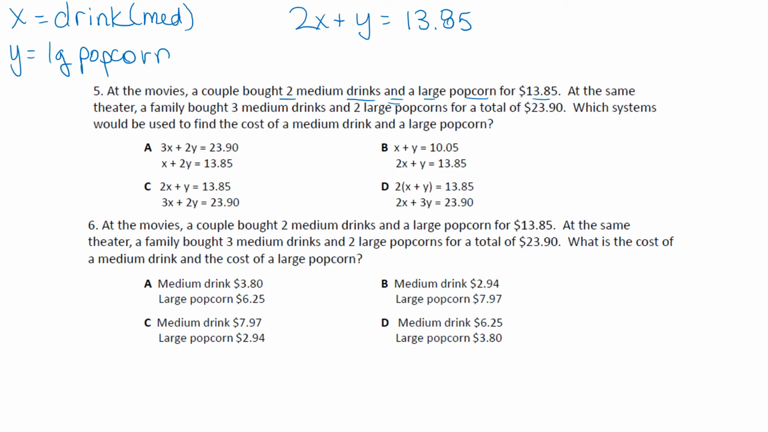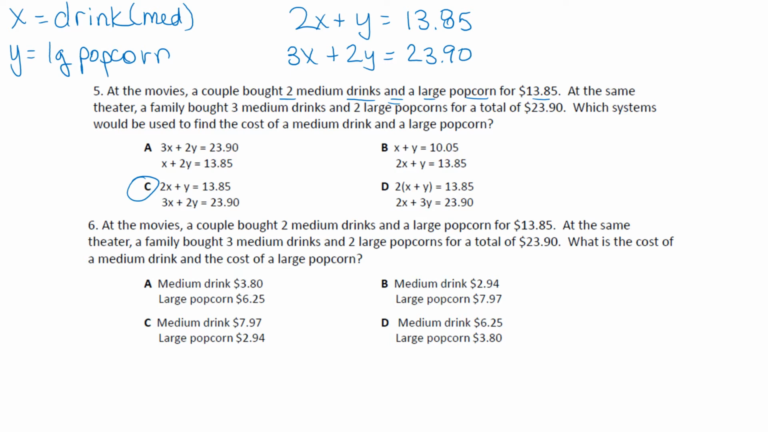At the same time, a family bought 3 medium drinks, so the drinks are represented by X, so that'd be 3X, and 2 large popcorns, so 2Y, for a total of $23.90. So then we're going to look down through here and find our answer that matches. And we should have gotten a C on that one.